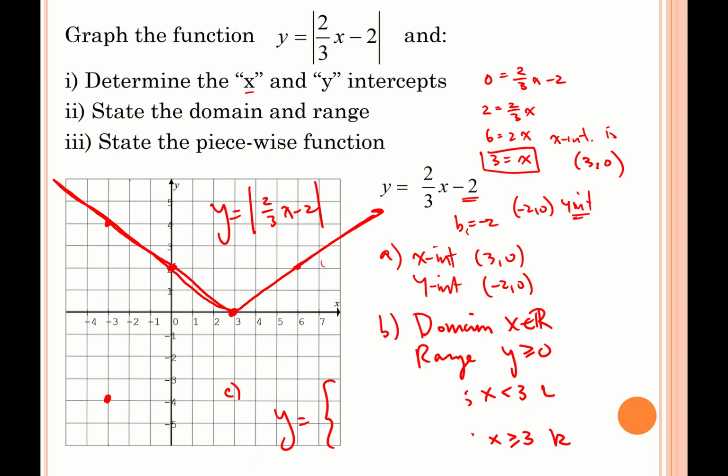Put down your semicolons, and then you write out the equation: negative 2/3x minus 2, and 2/3x minus 2. Now you ask, which side was flipped upside down? The side that was flipped upside down, you need to put a negative sign in front of it. And you notice how it was the left side that was flipped upside down? So you put a negative bracket on the left, and you keep the right side alone. And that is it.